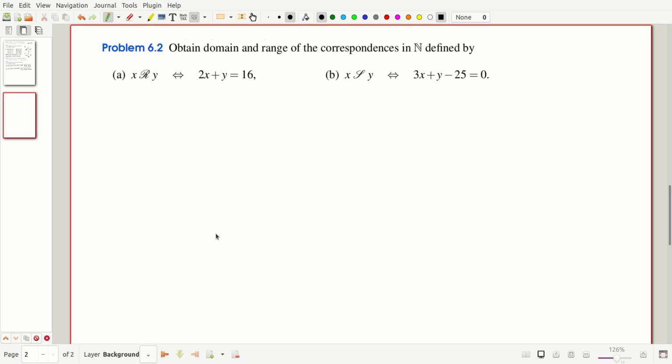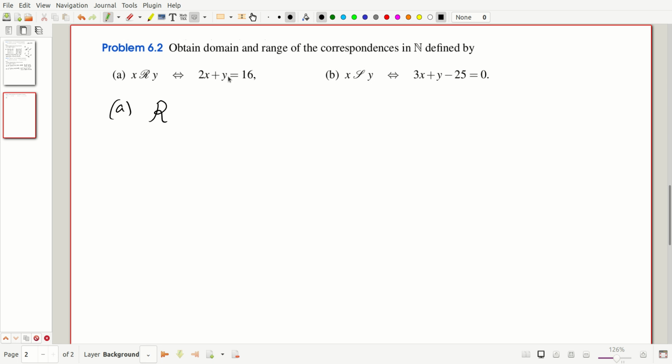In this problem we have to identify, in terms of pairs, two correspondences. The correspondences are given by these equations. Every pair of natural numbers satisfying these equations is part of the correspondence. So let's begin with the first, R.